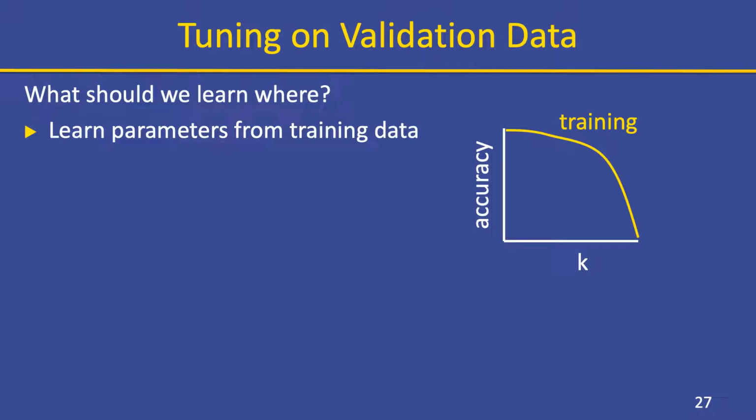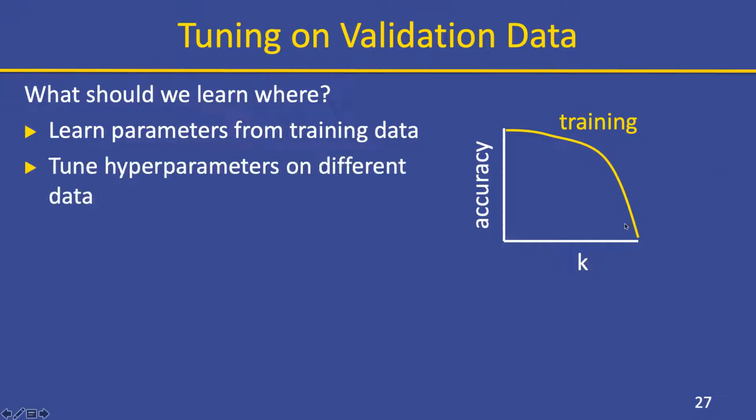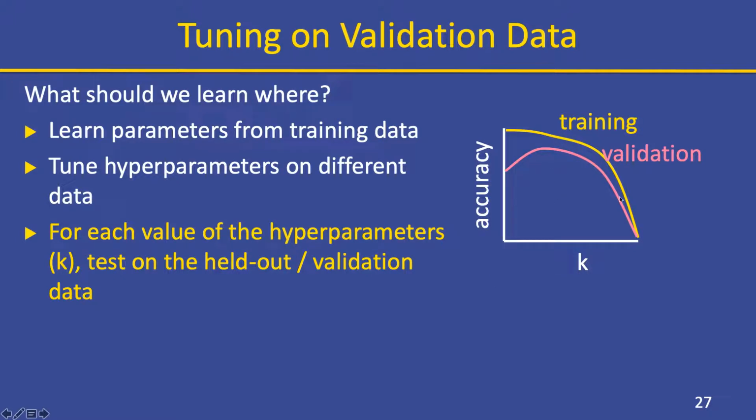So the parameters, the probabilities, we learn from the training data. If we were to measure the accuracy on the training data, we get the best accuracy when K is equal to 0, when we have no smoothing at all, right? So that's our accuracy on the training data. It falls as K increases. We tune K on the validation data. So we don't use the training data for K. We use the validation data for K.